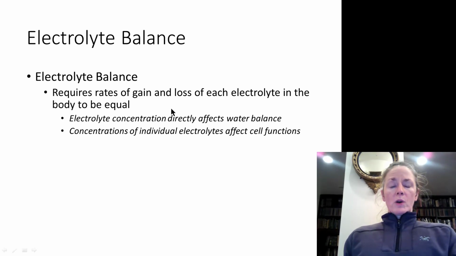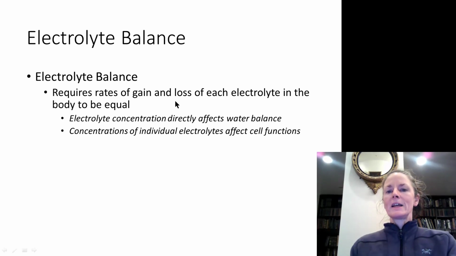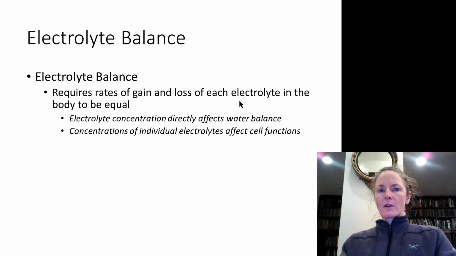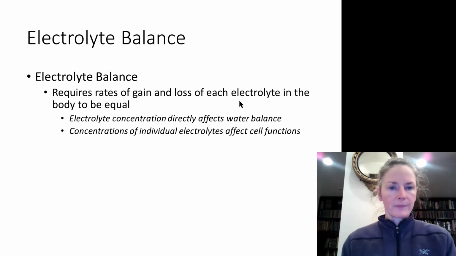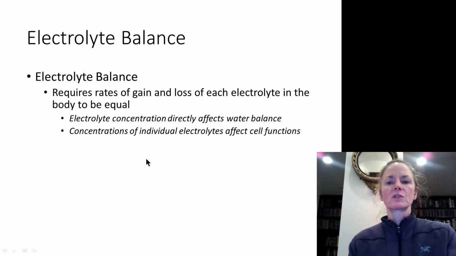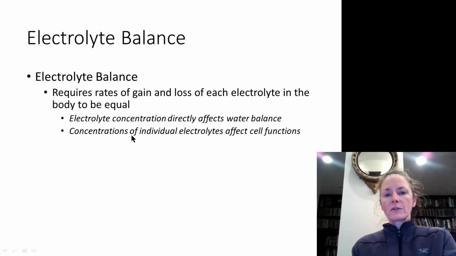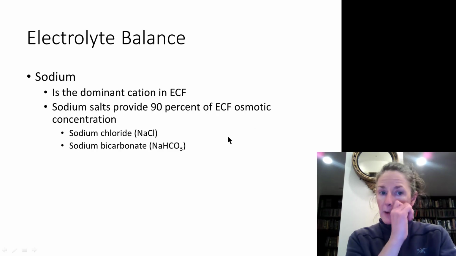All right, so when we keep our electrolytes in balance, we have to gain and lose electrolytes in the same amounts. There again, it's a matter of keeping homeostasis. Whenever we get some, we have to get rid of some. So basically, we have a constant turnover of electrolytes, and that's going to affect, obviously, the water balance. And the concentrations of individual electrolytes can also affect cell functions.